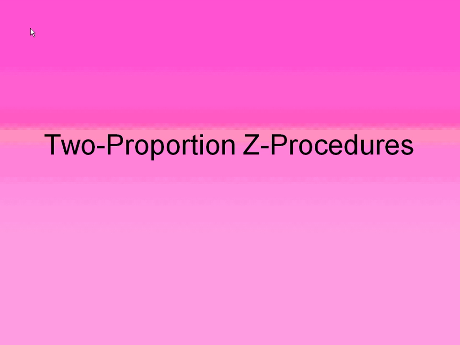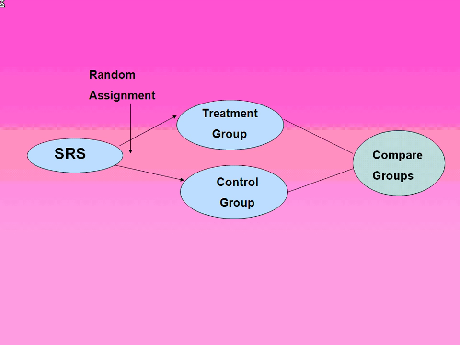Many times in life we want to compare two things and not just do a hypothesis test testing one proportion. It's more likely we're going to be comparing two things. So the key word here is two. Here's an example. Remember doing these?